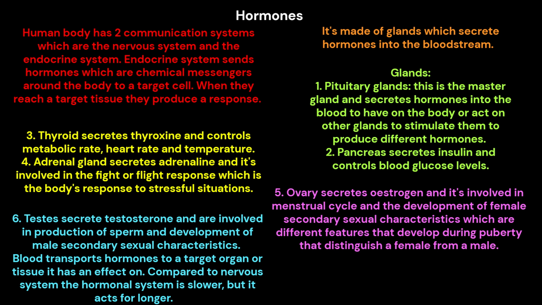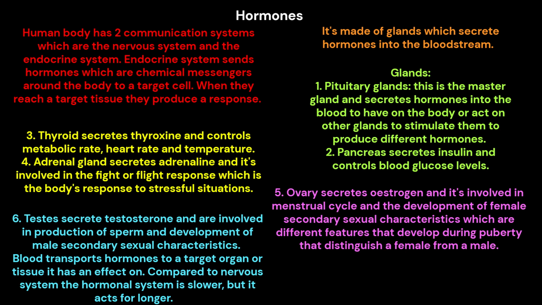Glands. 1. Pituitary gland. This is the master gland and secretes hormones into the blood to have an effect on the body or act on other glands to stimulate them to produce different hormones. 2. Pancreas secretes insulin and controls blood glucose levels. 3. Thyroid secretes thyroxine and controls metabolic rate, heart rate, and temperature.